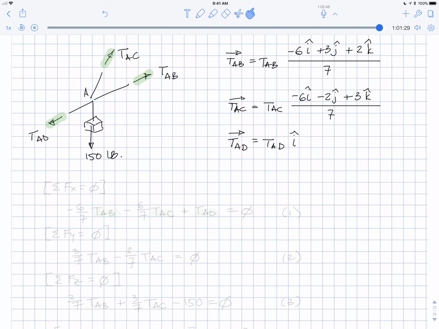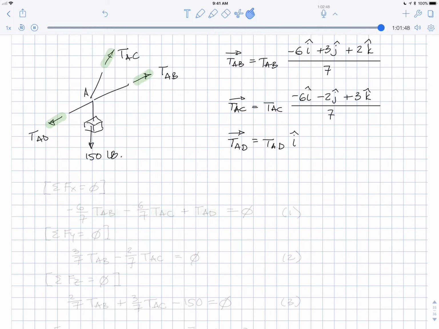Now all that's left is to gather all the x terms, all the y terms, and all the z terms by collecting all the i's, the j's, and the k's. And don't forget that 150 pounds that's pointing downward in the z direction. I'll write out all 3 equations and come back.